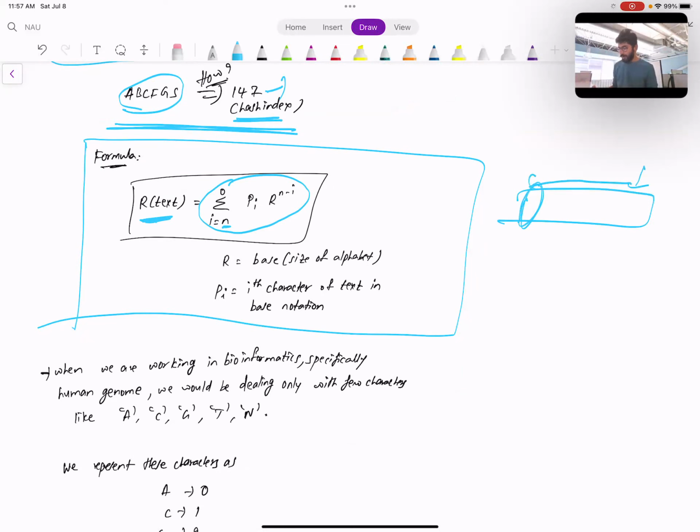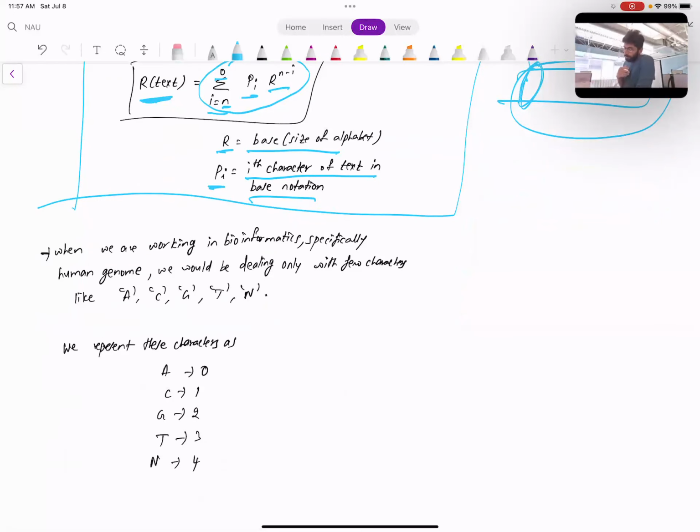So I is ranging from N till 0, and we are doing the operation Pi times R to the power N minus I. Here R is the base. Pi is the ith character of that particular string or text in base notation. I know this is not clear, but just remember that this is the formula which we would be following. Examples will make it much clearer.